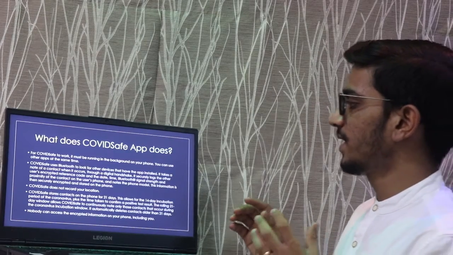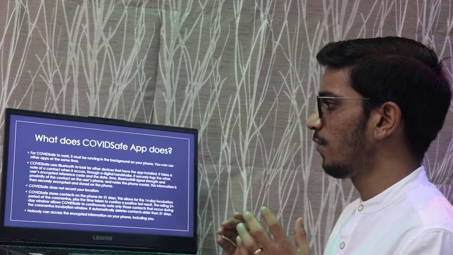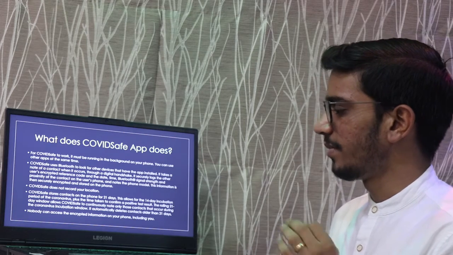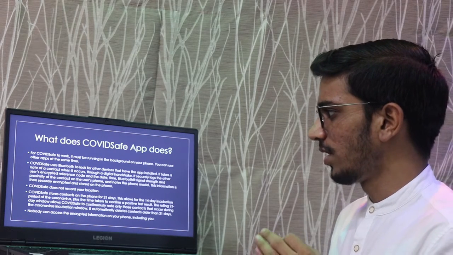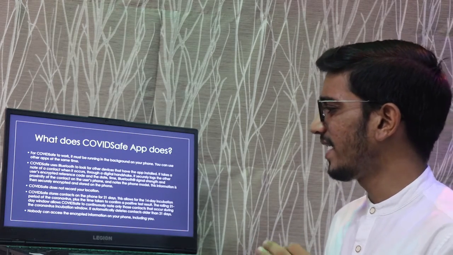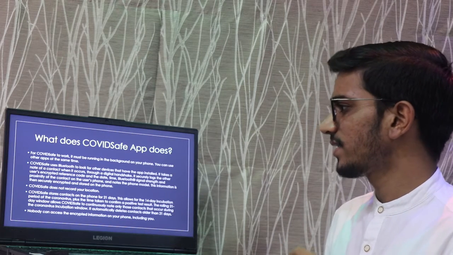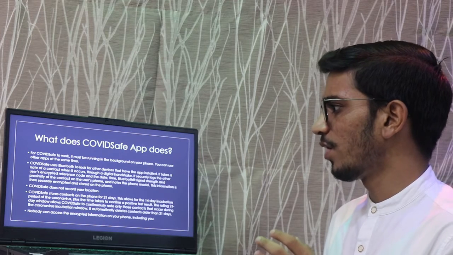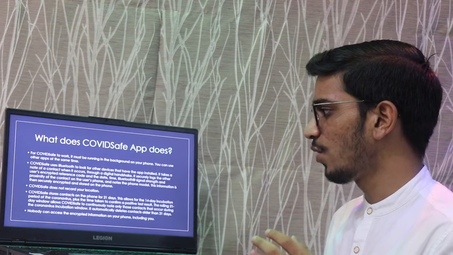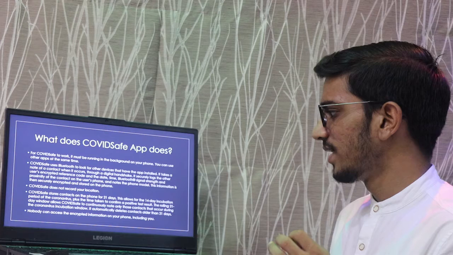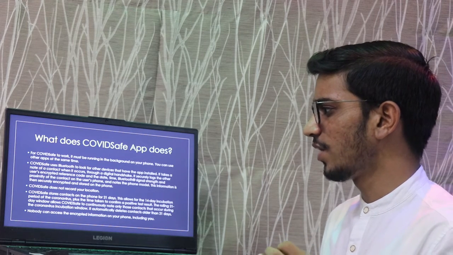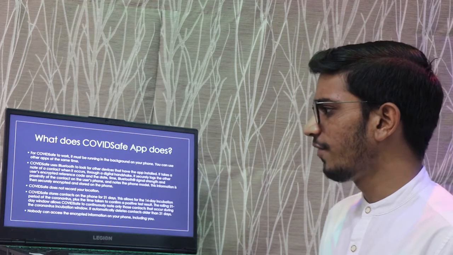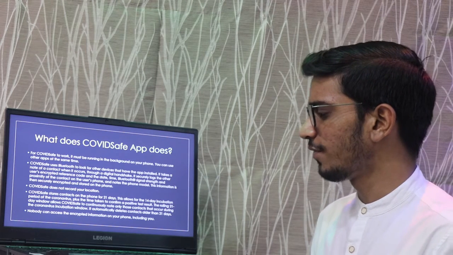So what does the CovidSafe app do? For CovidSafe to work, it must be running in the background on your phone. You can use other apps at the same time. CovidSafe uses Bluetooth to look for other devices that have the app installed. It takes note of a contact when it occurs through a digital handshake. It securely logs the other user's encrypted reference code and the date, time, Bluetooth signal strength and proximity of the contact on the user's phone, and notes the phone's model. The information is then securely encrypted and stored on the phone.